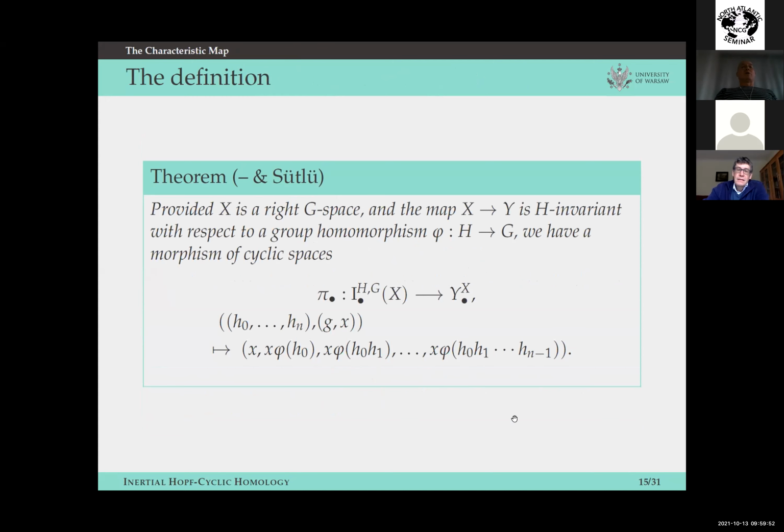Now, if we have our two cyclic spaces, one is this inertial cyclic space related to this action, provided that we have a good quotient of this H action on X. In fact, it is enough to have some H-invariant map from X to some space Y, for instance, the quotient map. This provides us some map of cyclic spaces given by this explicit formula. And we call this map the characteristic map related to this situation.